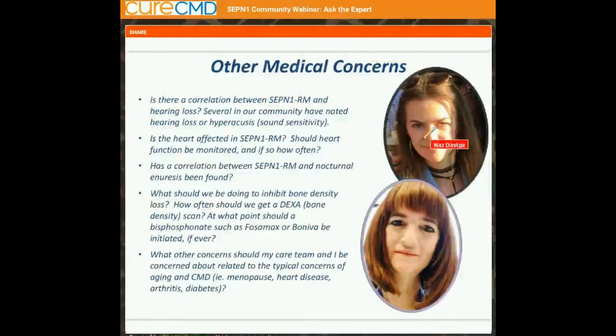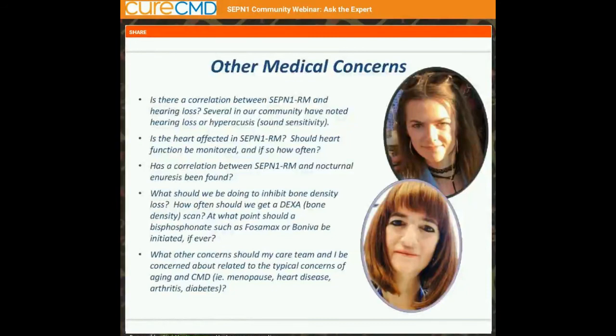What should we be doing to inhibit bone density loss? How often should we get a DEXA? At what point is a bisphosphonate to be initiated, if ever? We recommend a basal DEXA when patients start using a wheelchair, and in most patients around the age of 35 to 40. And then it depends on the results. If there is osteoporosis, if there is loss of bone density, then they start the usual protocol, typically one scan every 2 years, and depending on the results, bisphosphonates are indicated or not.